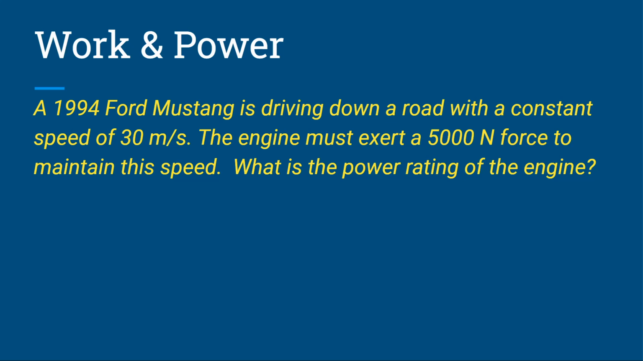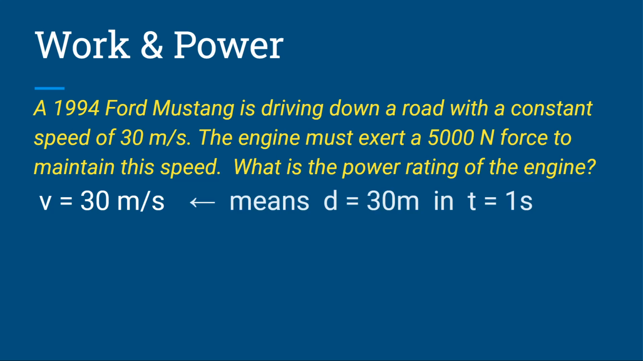So this one's a little bit different because it's giving me a velocity. But a velocity is really just a ratio of distance and time. If I'm going 30 meters per second, it means I go 30 meters in 1 second. It means I go 60 meters in 2 seconds. It means I go 90 meters in 3 seconds. And so I can get a distance and a time from that because that ratio will remain constant regardless of what distance I choose. It's always going to be 30 to 1. And so I've got now a distance and a time that I can use in my calculation, and my force is in the question, 5,000 newtons.